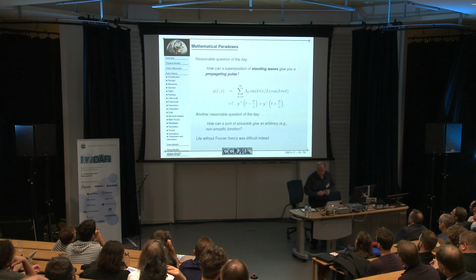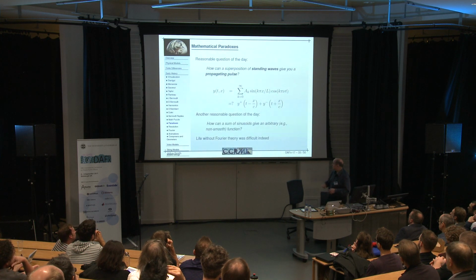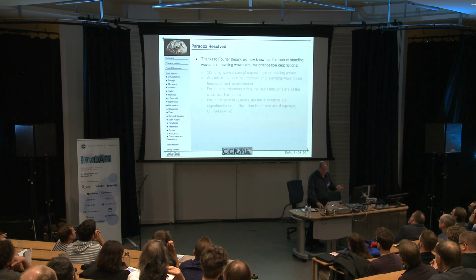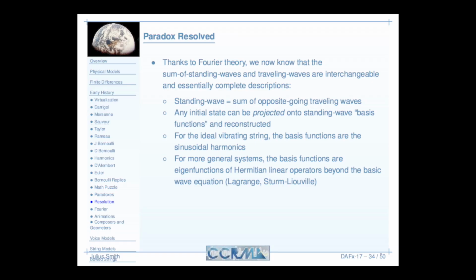But people were worried because how can a sum of sine waves give an arbitrary function? And so they just needed Fourier theory. So a standing wave can be, as I just said, a sum of opposite going traveling waves. And you can take any initial state and project it onto your standing wave basis functions. And so everything does work out. And I did mention this point as well.